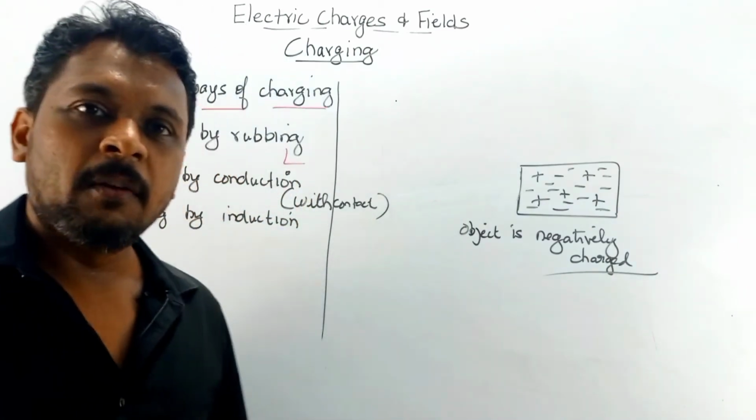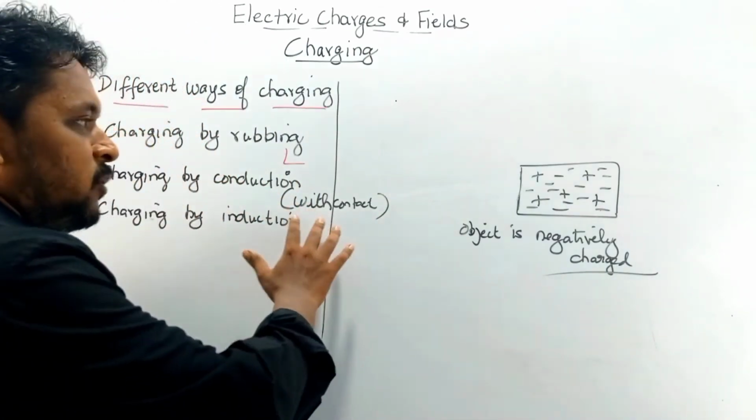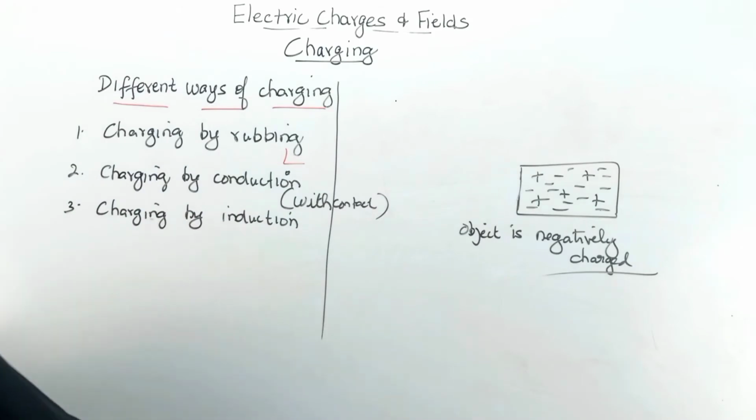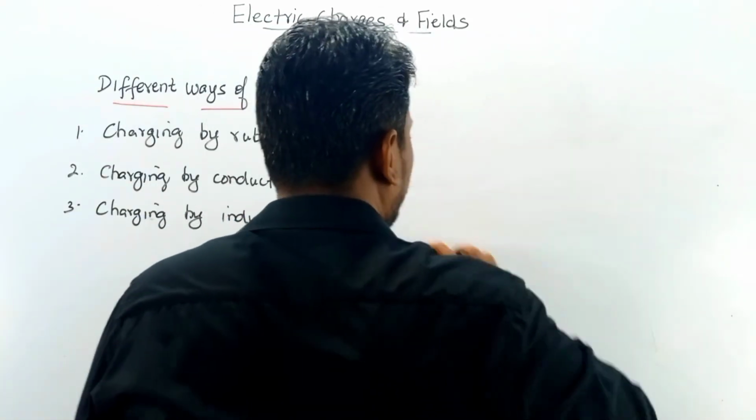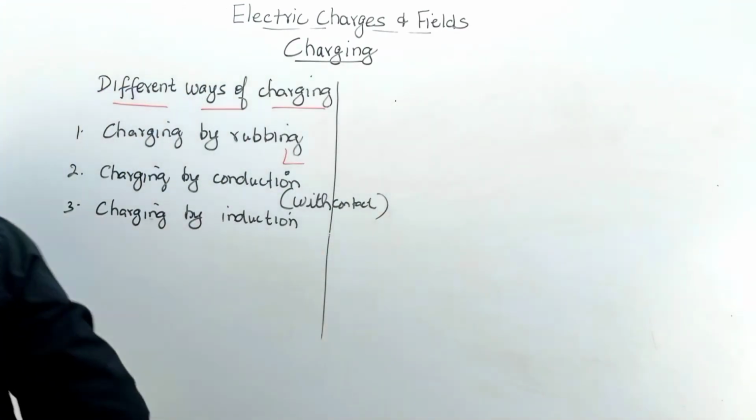Okay, so this is the process involved in case of conduction with contact. By touching, we see that it is positively charged and negatively charged. Okay, next, now we move on to the next method, charging by induction.